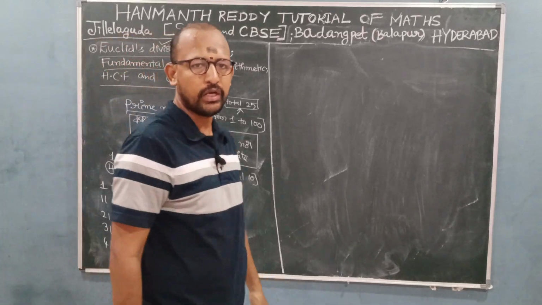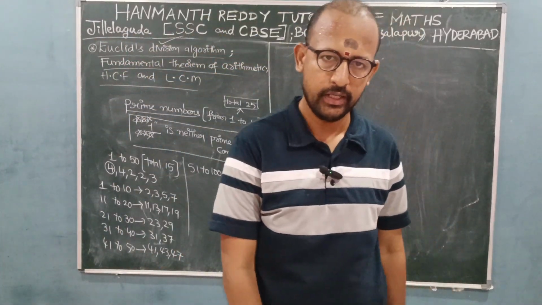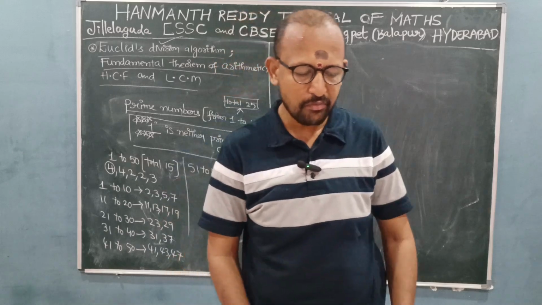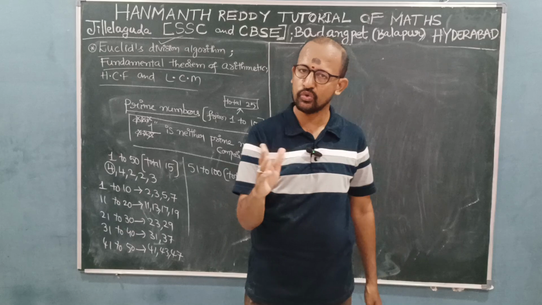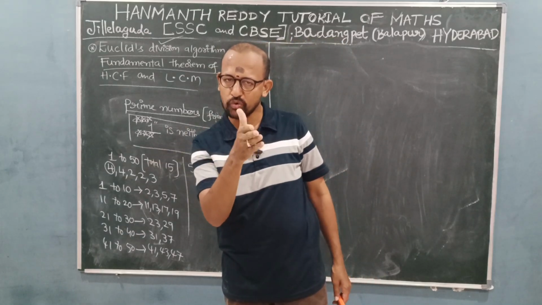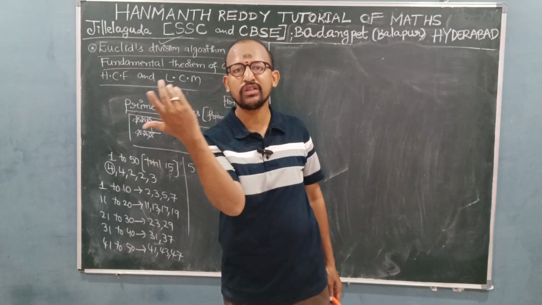Double 4, double 2, 3. Single digit prime numbers are exactly 4. Never cross 7: 2, 3, 5, 7. Then 11, 13, 17, 19. Then 23, 29. Then 31, 37. Then 41, 43, 47.